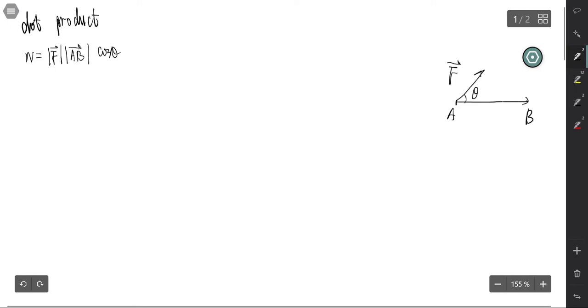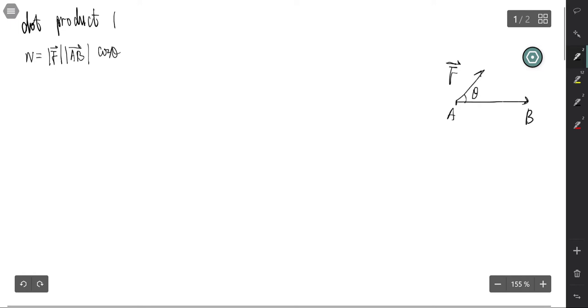Actually, the length of F times cosine theta is the component of F on AB, or the scalar projection of F onto AB. The projection of F onto AB, that is F times cosine theta, times the length of AB is the work done by the force F along AB. This leads to the definition of dot product.